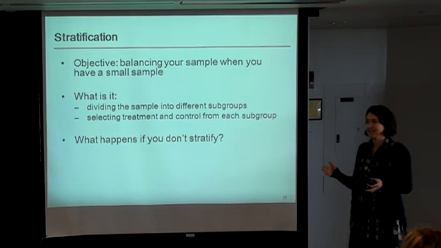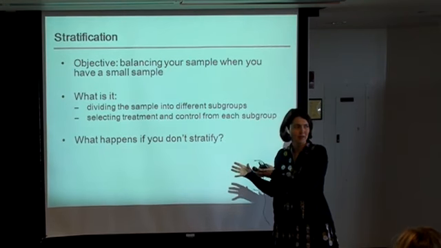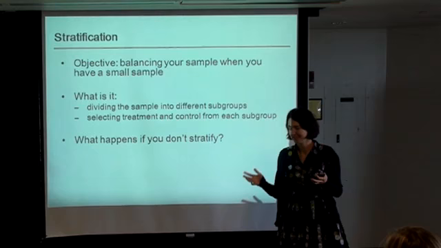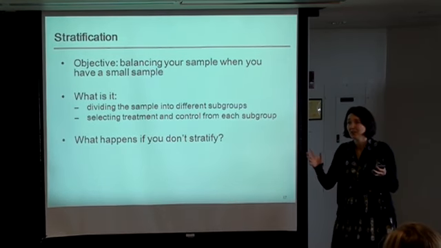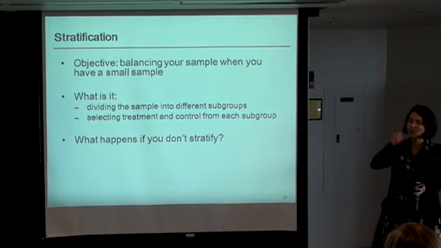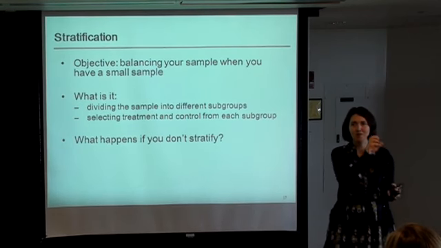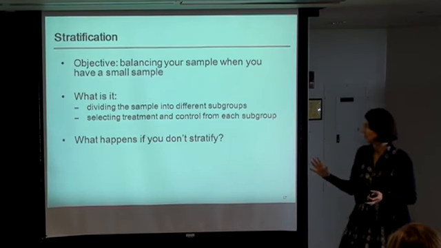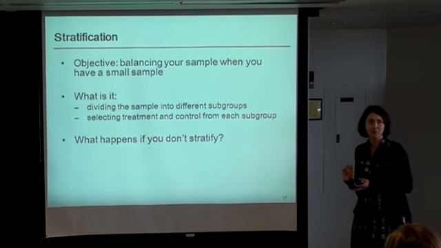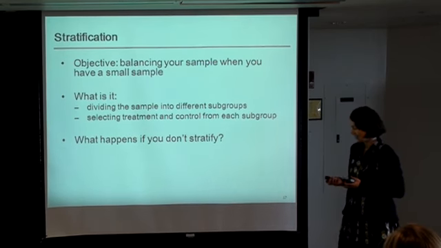So all it is, is dividing your sample into different buckets before you do your randomization. That's all it is. It's a very simple concept. It's not always simple to do, but it's a very simple concept. Instead of putting everyone into one hat and pulling out of one hat, you divide it into different hats and then draw half of each hat. That's all we're talking about. So you select treatment and control from each of the subgroups so that you make sure that you're balanced on each one. So what happens if you don't stratify?